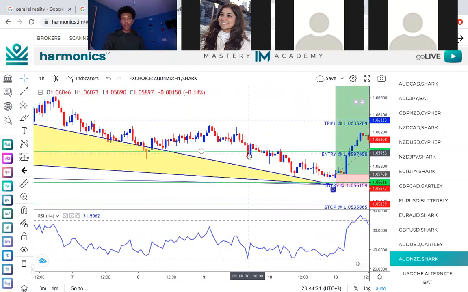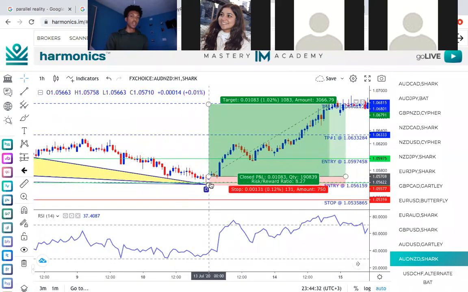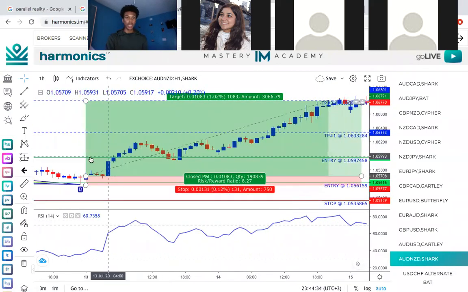Why did we not enter here on the first entry price? Because it didn't have a wick rejection off of that entry price. You know what I'm saying? It came down, so we're looking for a wick rejection here. We got the wick rejection there. We could have entered with the stop loss just below the wick and taken it nicely up.